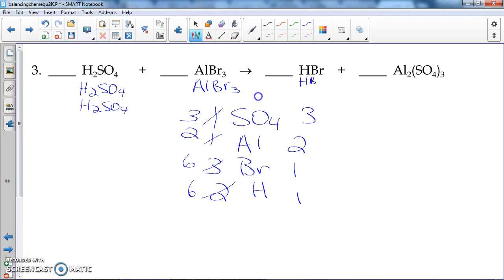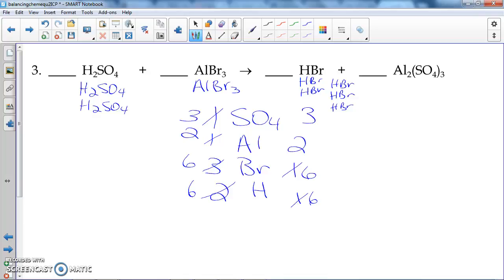So I add, now I have 2, now I have 3, now I have 4, now I have 5, and now I have 6. So now I have 6 Brs, but as I did that, and if you would count, you would see that you have 1, 2, 3, 4, 5, 6 hydrogens also, which is awesome because now we have 3, 3, 2, 2, 6, 6, and 6, 6. So now our work is balanced.